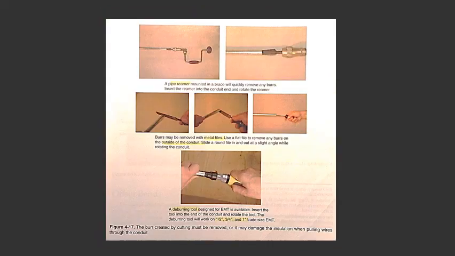Reaming conduit. The ends of a length of conduit must be smooth to prevent any damage to the wire's insulation. After cutting the conduit, use a reamer, round file, or a deburring tool to remove the burrs. See figure 4-17.